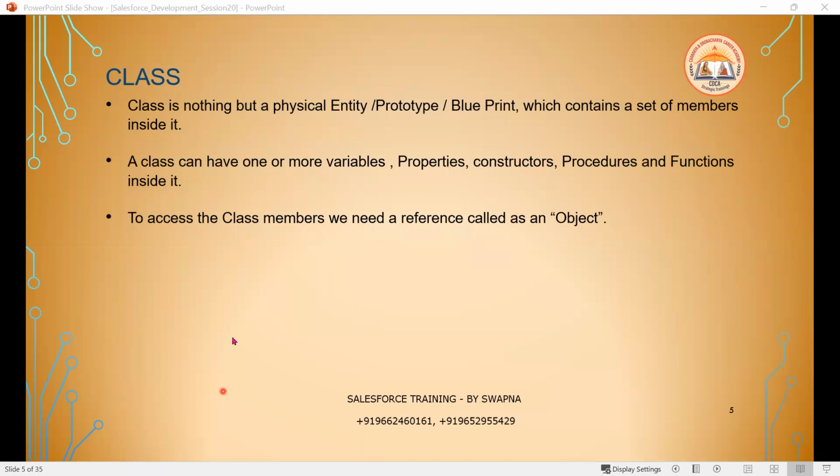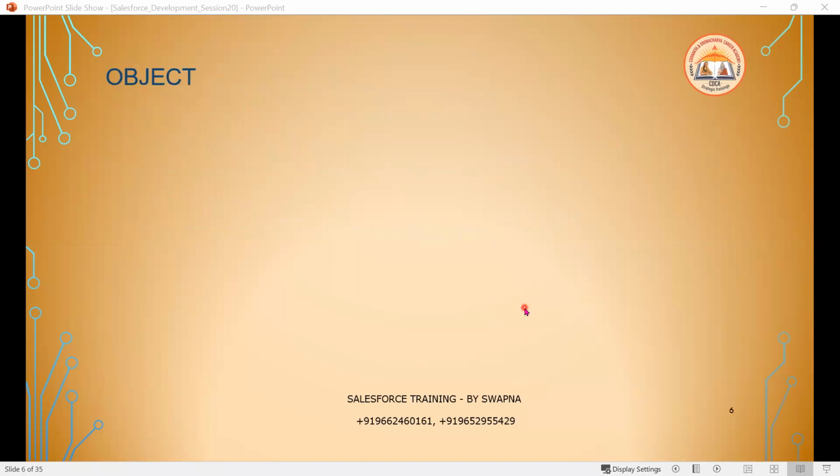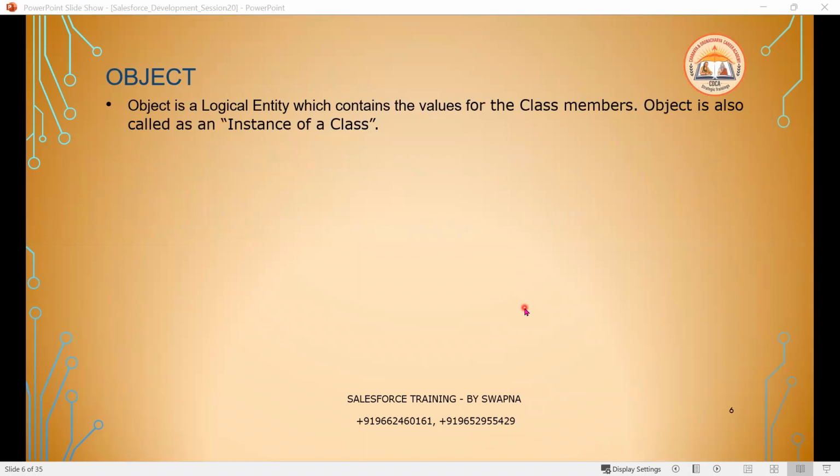Now I'm implementing a class by writing variables, functions, properties, everything. But that is just a blueprint. In case I want to access this class or a member of this class, we need a reference called an object. Now, what is an object technically?